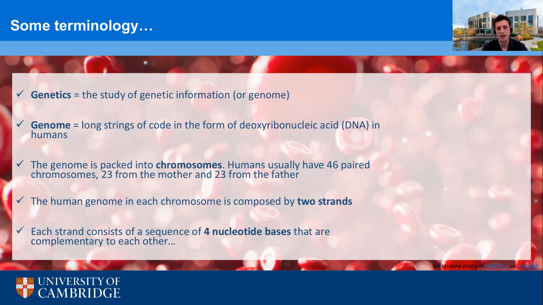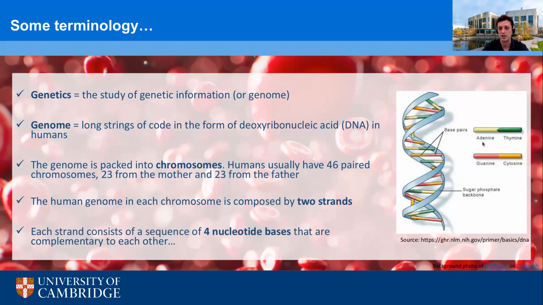The genome is packed into chromosomes. We usually have 46 paired chromosomes, 23 from the mother and 23 from the father. The human genome in each chromosome is composed by 2 strands, and each strand consists of a sequence of 4 nucleotide bases that are complementary to each other. These are called adenine, thymine, guanine, and cytosine.